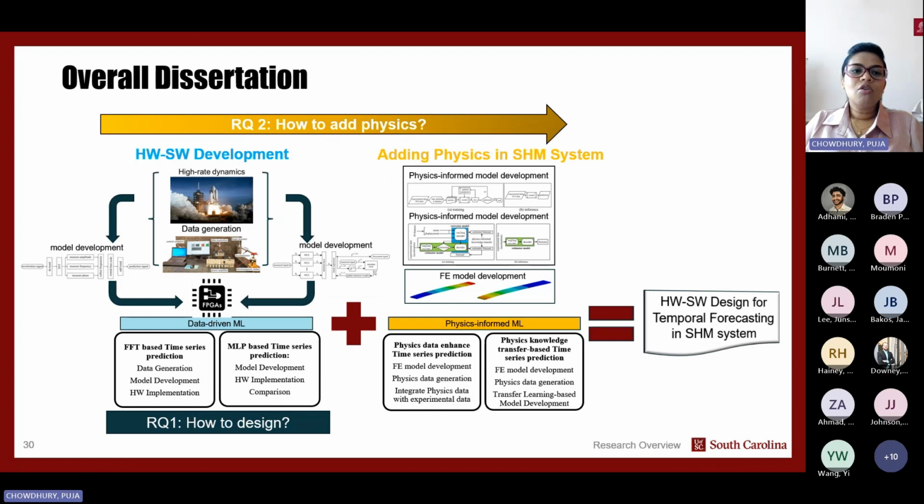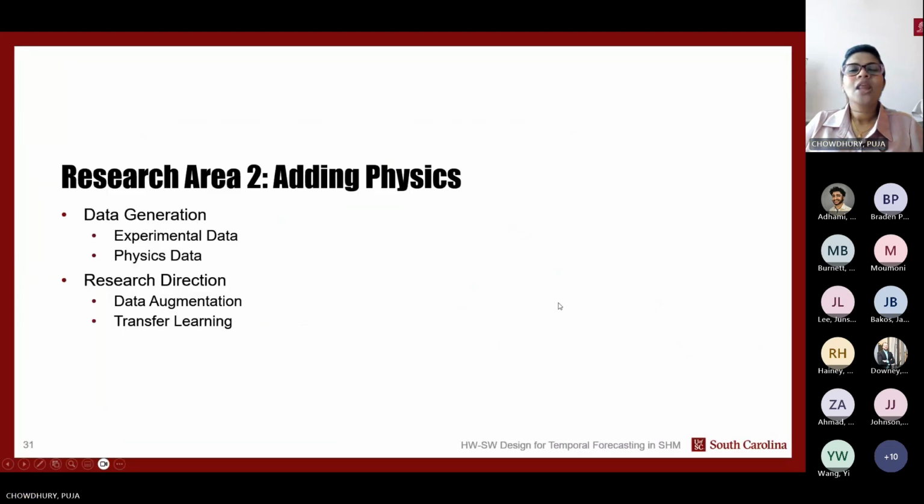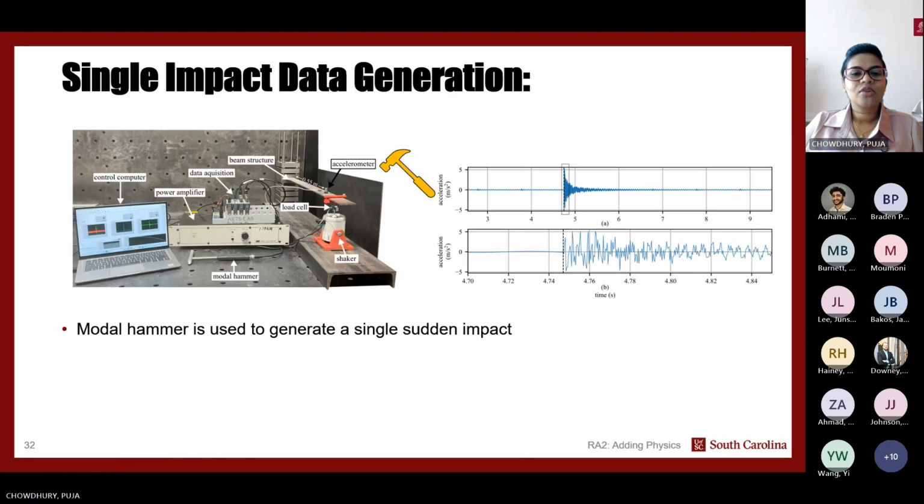Now, for the overall dissertation, we can look once again at how research area 1 adds to research area 2 to make up my overall dissertation, where I already explained the first half in my previous slides. Now let's start with research area 2, adding physics.